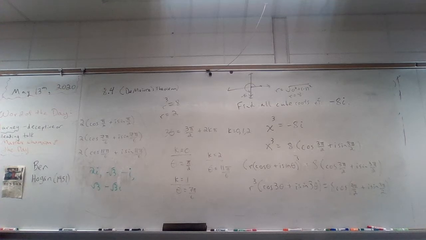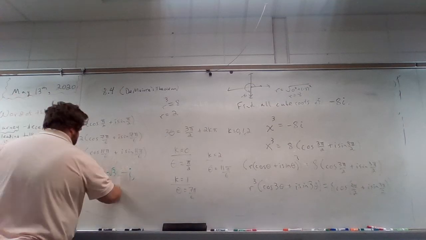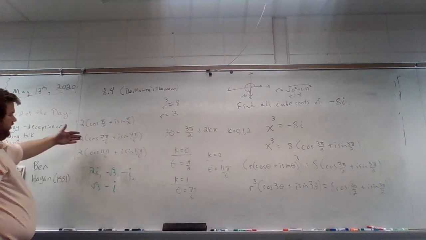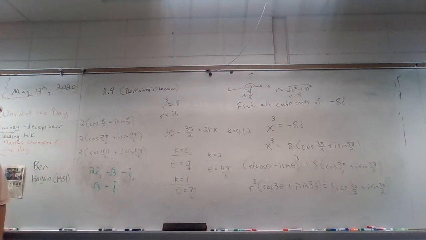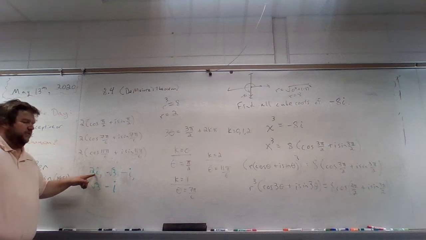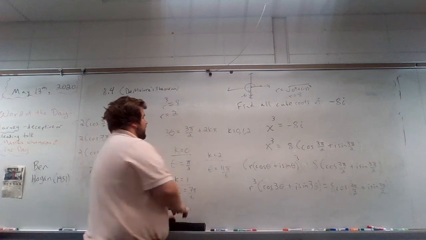Actually, this one's just negative i. Okay, so either form is fine, whether you write it like that or as the complex number here. If you actually cube this number, that would be one of the cube roots. So 2i is apparently one of the answers.